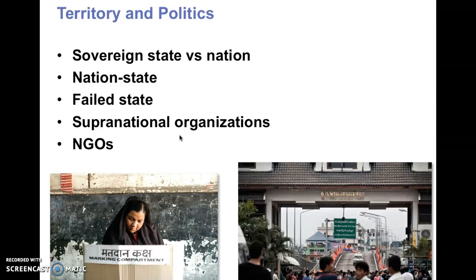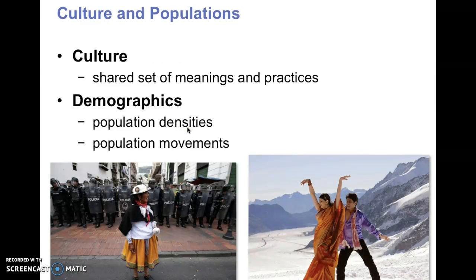NGOs or non-governmental organizations. That's everything from the Red Cross to just about every type of organization you can imagine. And it could be local, or it could be an INGO, which is an international non-governmental organization. All of those, there's just thousands and thousands of those.